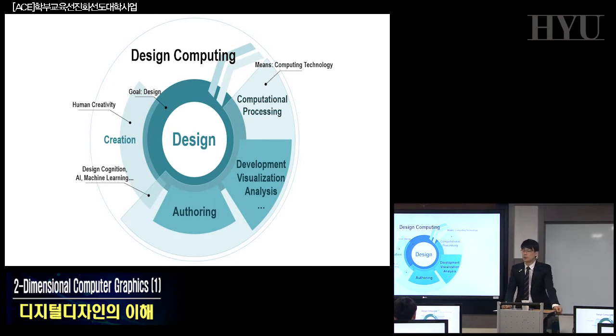Overlapped part between human creativity area with computational process is AI area. That's what I mentioned before. We call it design cognition, machine learning, and so on. Today, we're going to deal with visualization in 2D, okay?